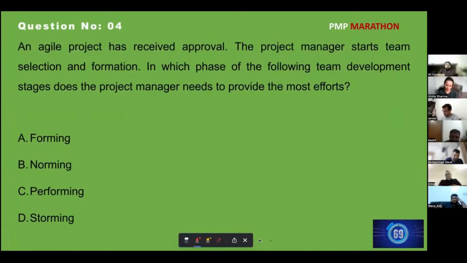By the way, this question is my favorite. Yesterday, the guy who made this question called me and said, sir, your Tuckman ladder came in there. I love the Tuckman ladder. From the entire PMP, this is the one thing I love most because I can explain the entire PMP through the Tuckman ladder.